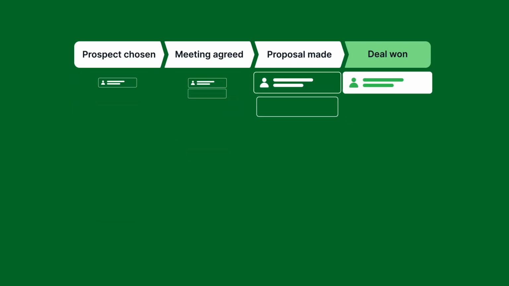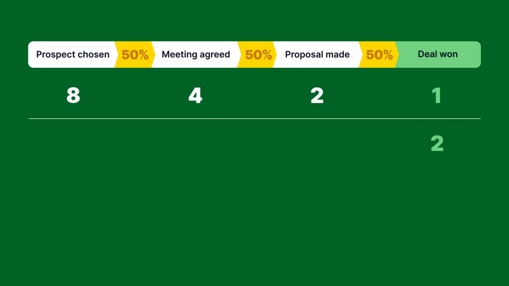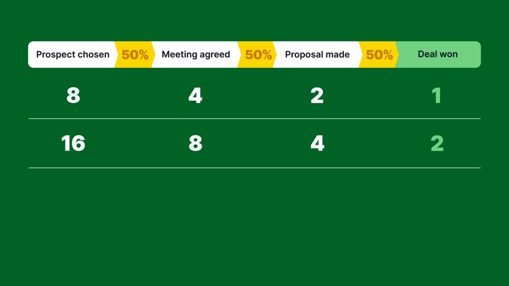In real life, you validate these conversions by going out, doing the sales work, and in a month or 2, you'll see what the real numbers are. In this example, there are 4 stages and we have a 50% stage-to-stage conversion. So to make 1 sale, I need to approach 8 people. If I want to make 2 sales, I need to approach 16 people. And if I want to make 10 sales, I need to approach 80 people.